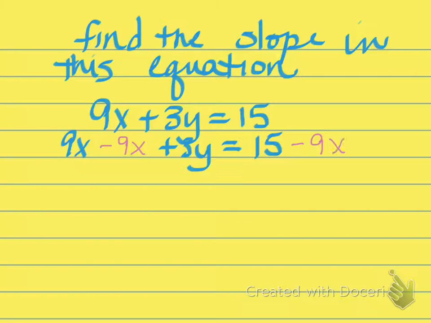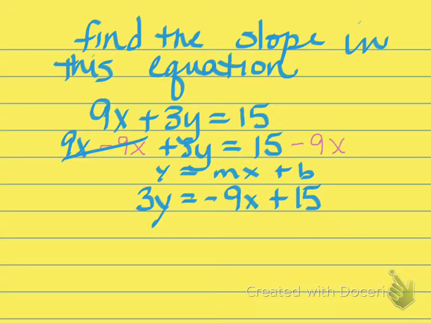So in purple, you can see the first thing I'm going to do is take away 9x from both sides, except 15 minus 9x. What do we do with that? Well, really, nothing. We just rewrite it. You can't take 9x away from 15. So we just keep it there. Why did I turn it around? Because we want y equals mx plus b.